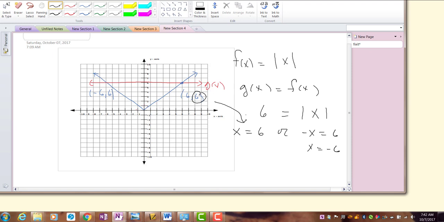And excuse me, that was the wrong 6 to circle. We can see the values right here, and we can see the values right here. Okay, so there's a visual of the geometric interpretation of solving absolute value equations.